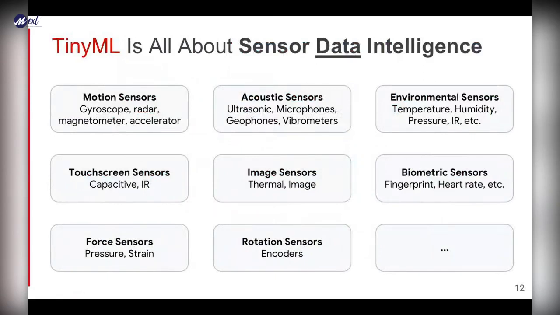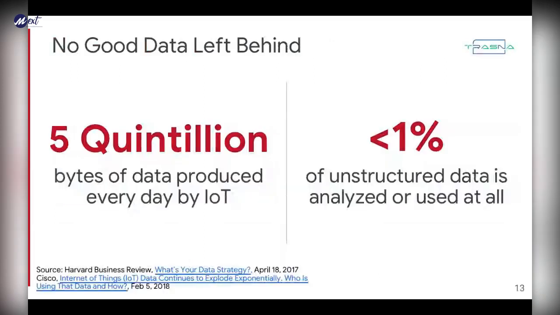Going to the first pillar I showed you, data intelligence or data analytics, here is the list of sensors: motion sensors, acoustic sensors, environmental sensors, biometric sensors, image sensors, rotation sensors, and force sensors. Most of them are used in edge intelligence use cases. This report is a little bit older, from Harvard Business Review in 2018. It says 5 quintillion bytes of data are produced every day by IoT, and less than 1% of unstructured data is analyzed or used at all.